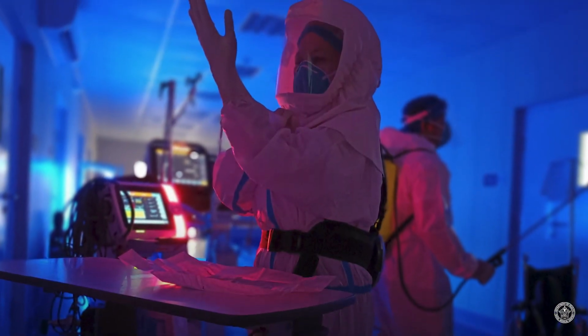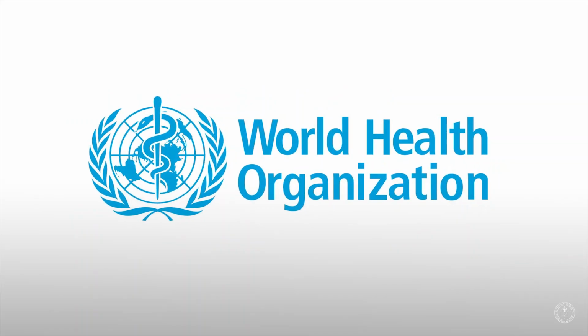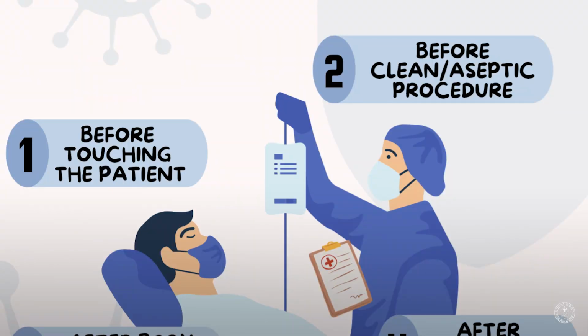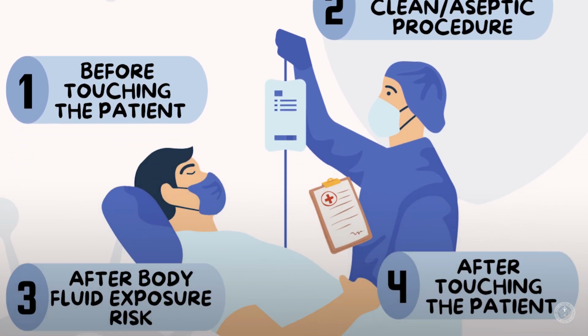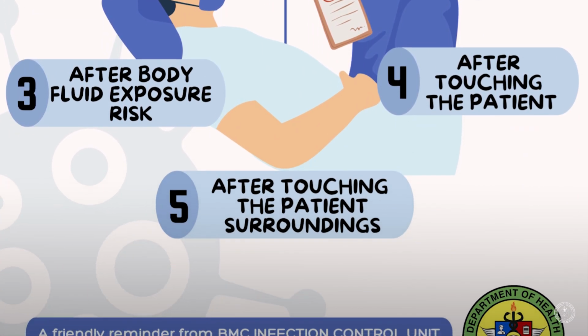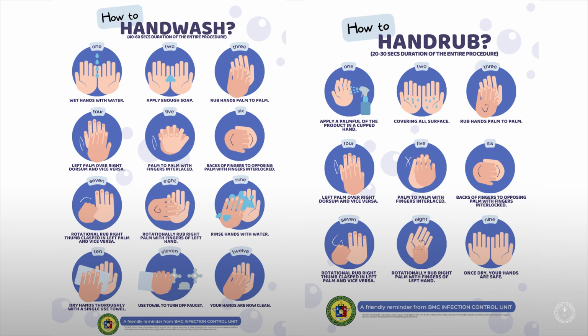But when is the best time for healthcare workers to observe hand hygiene practices? The World Health Organization introduced the 5 moments of hand hygiene as an approach to remind healthcare employees to adhere to hand hygiene practices during these 5 crucial events. Before touching the patient, before clean aseptic technique, after body fluid exposure risk, after touching the patient, after touching the patient's surroundings. In the healthcare setting, hand hygiene can be observed either through hand washing or hand rub.